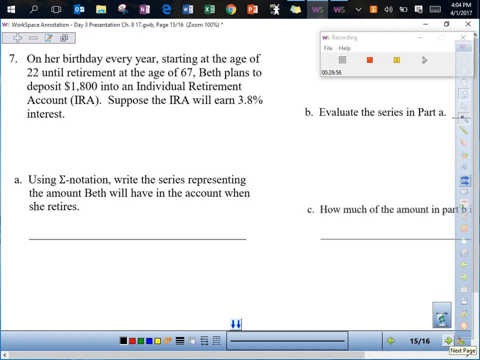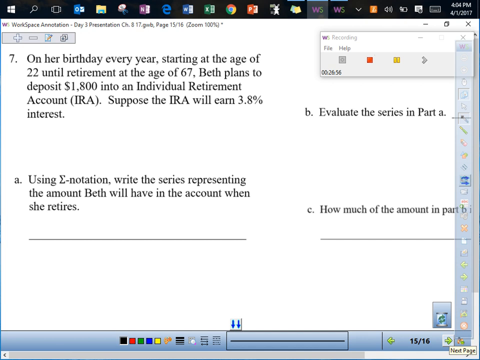On her birthday every year, starting at the age of 22, until retirement at the age of 67, Beth plans to deposit $1,800 into an IRA account. Suppose an IRA account will earn 3.8% interest every year. Part A says, using sigma notation, write the series representing the amount that Beth will have in the account when she retires.